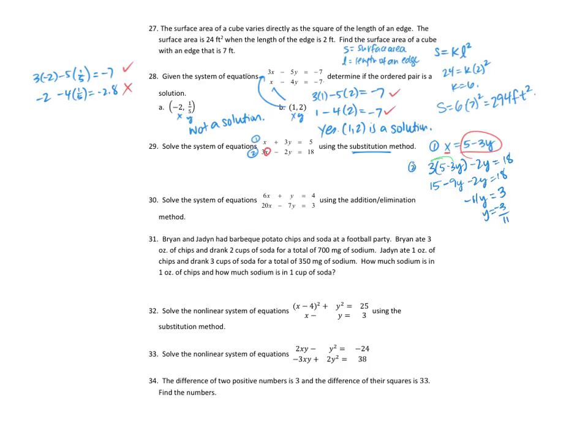And then I can find out what x is. So if y is negative 3/11ths, then x is going to be 5 minus 3 times negative 3/11ths. I'm going to end up with 64/11ths when I do that. So it's going to be 5 plus 9/11ths. So 55/11ths plus 9/11ths is 64/11ths. So that's my x and my y.